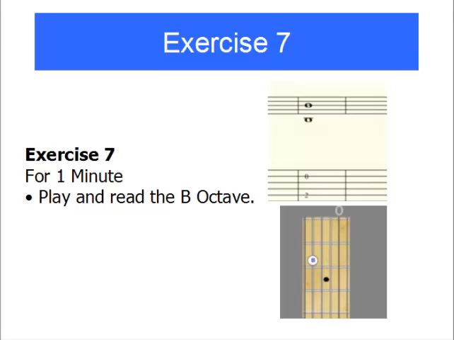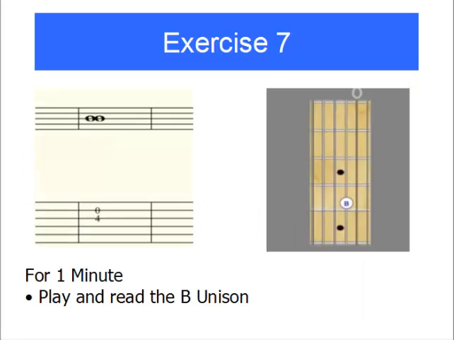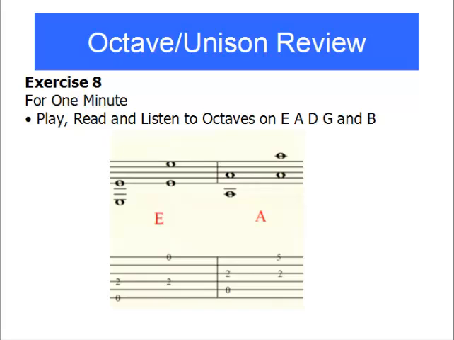And you're going to play for exercise 7, play and read the B octave, okay? Now for 1 minute, play the B unison. Alright, moving on to exercise 8. We're going to combine all these octaves in one exercise. So for 1 minute, play, read, listen to the octaves on E, A, D, G, and B.